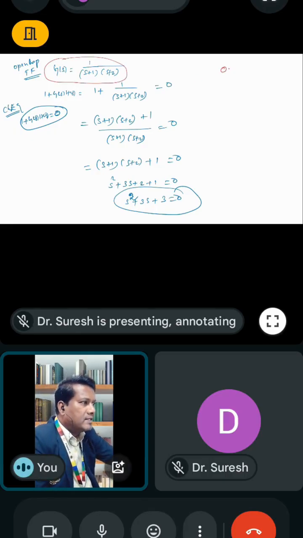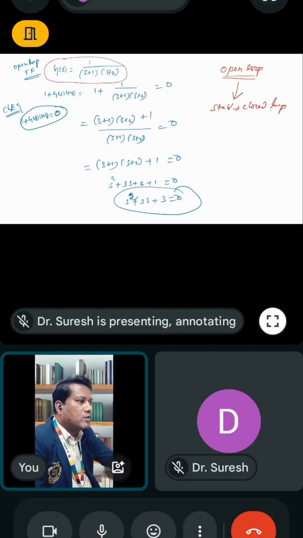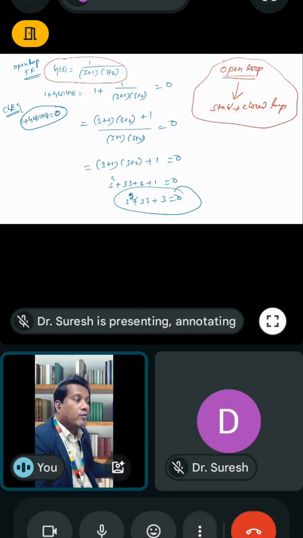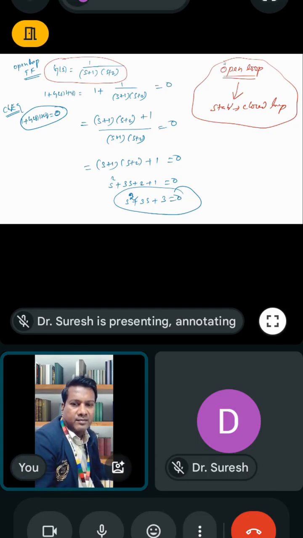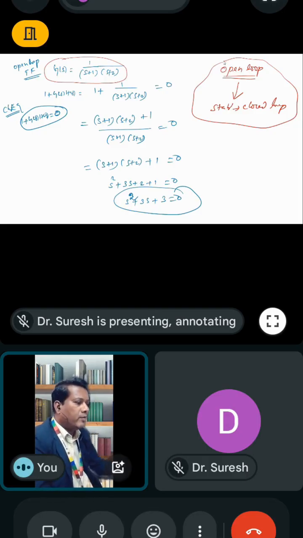So when the open loop system is given, but we are finding the stability of the closed loop, the RH method can also be used to find the stability of a closed loop system when the open loop system alone is given. Okay, this is another one. Now I hope everyone is clear.